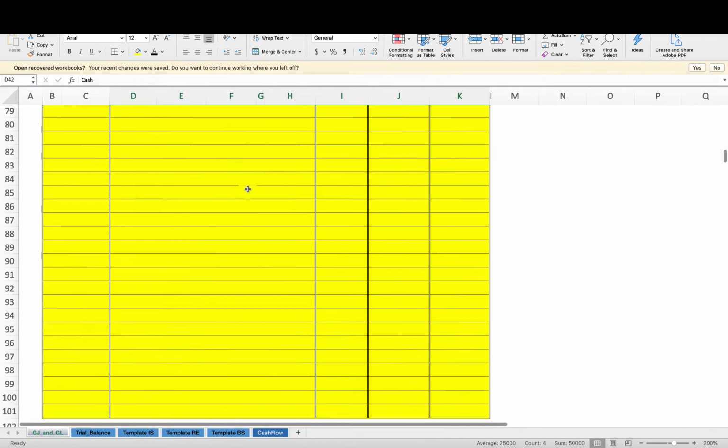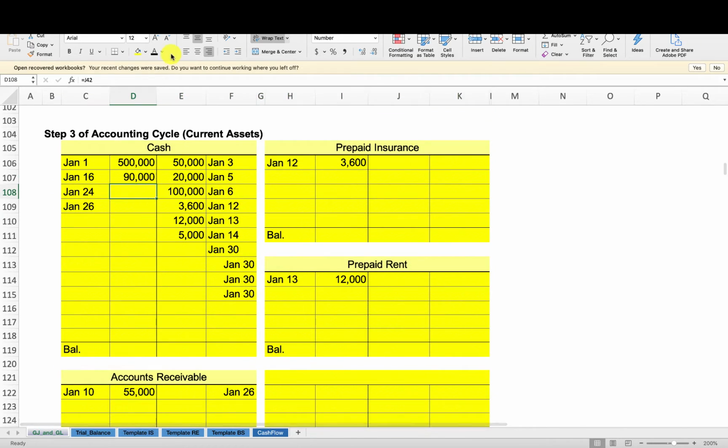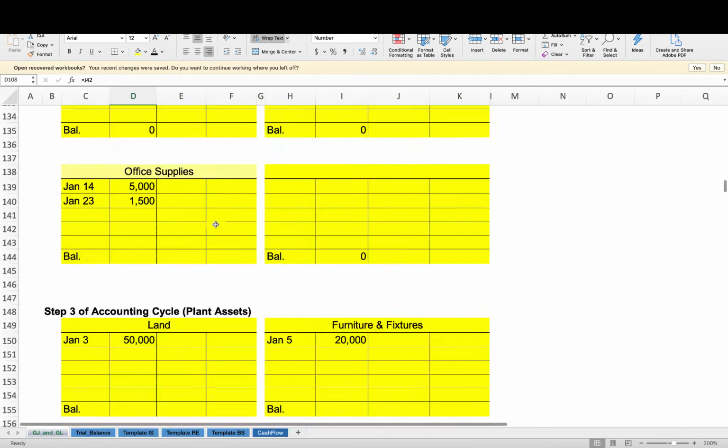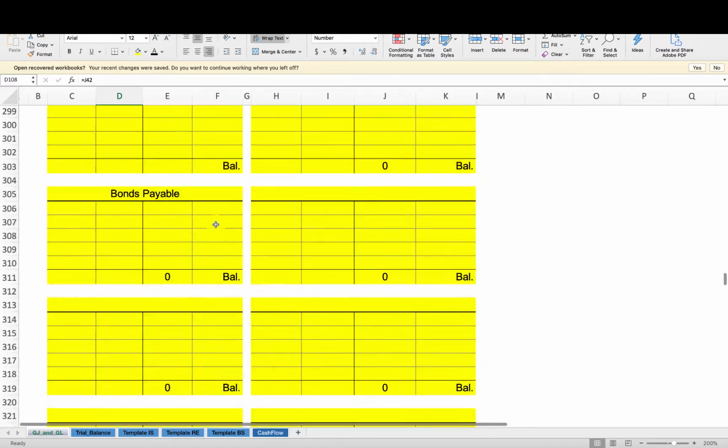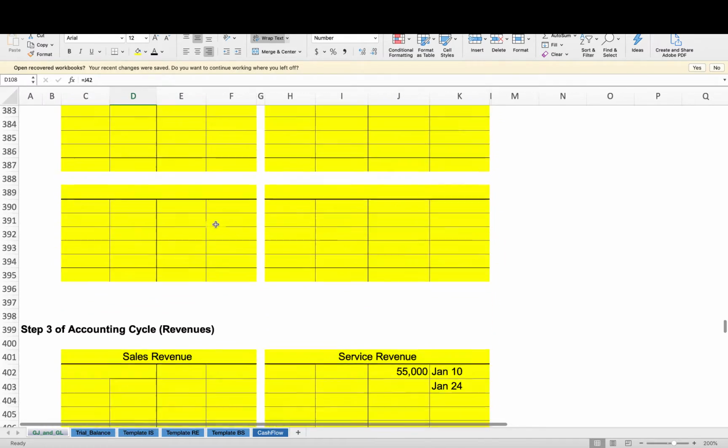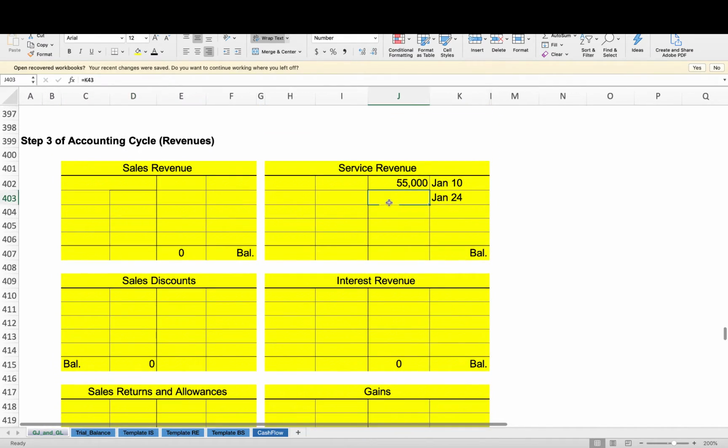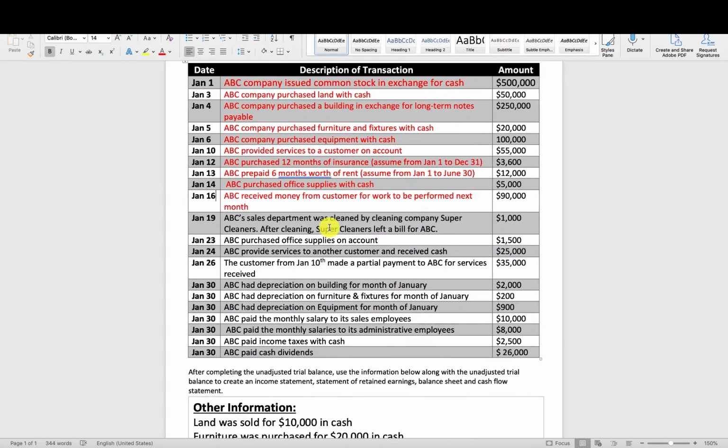So now I go down to cash, and I'm going to debit cash for $25,000, and then I go to service revenue, which is in the revenue section. So here's my revenue, service revenue, $25,000. Okay.